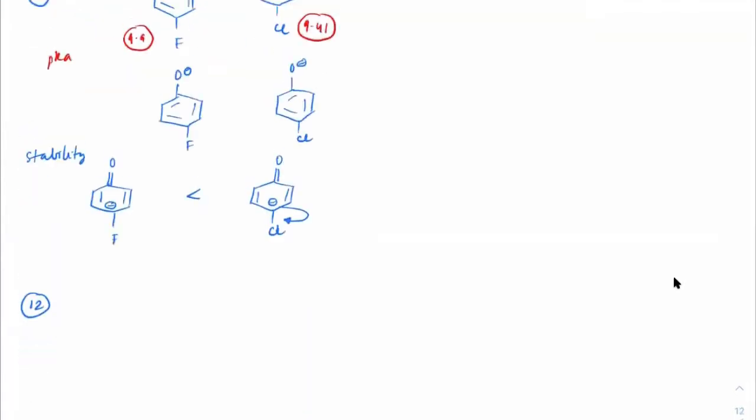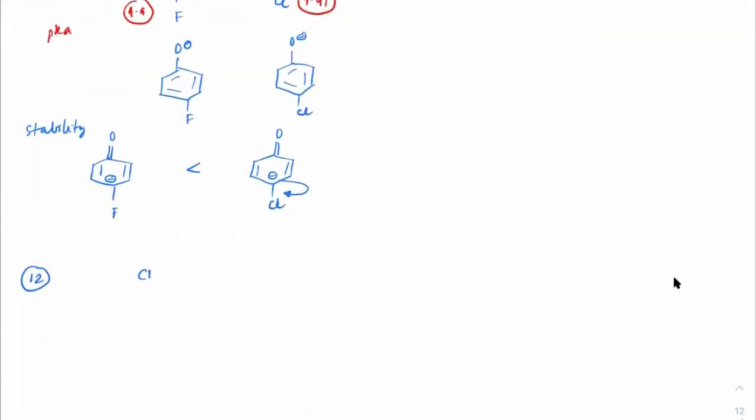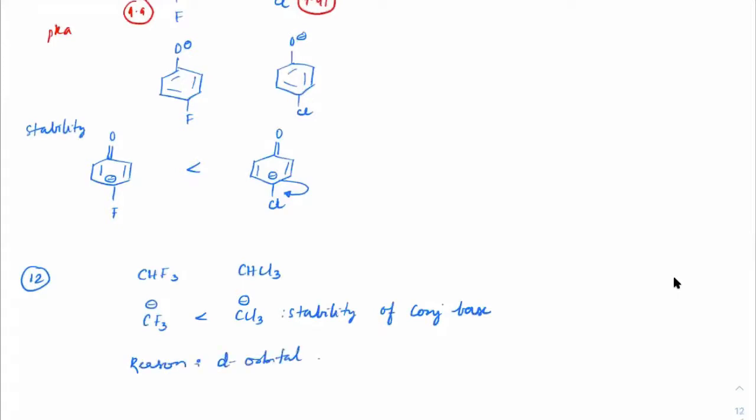Let's see the next question. On similar lines, if we have CHF3 and CHCl3, the same is the case here also. We have CF3 minus and CCl3 minus. These are the anions which are the conjugate bases. So this is how the stability of the conjugate bases would be, and the same reason, d orbital resonance. Now if you check the stability here, this is how the acidic nature would be. Make a note of it.